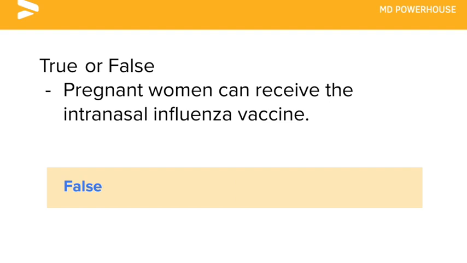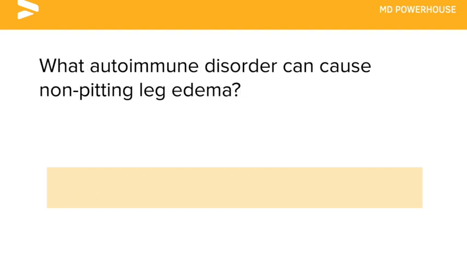What autoimmune disorder can cause non-pitting leg edema? Hypothyroidism. Recall that there is mixed edema that can be seen in patients with hypothyroidism. And also, bonus question, what drugs can cause hypothyroidism? If you said amiodarone and lithium, then you are absolutely correct.